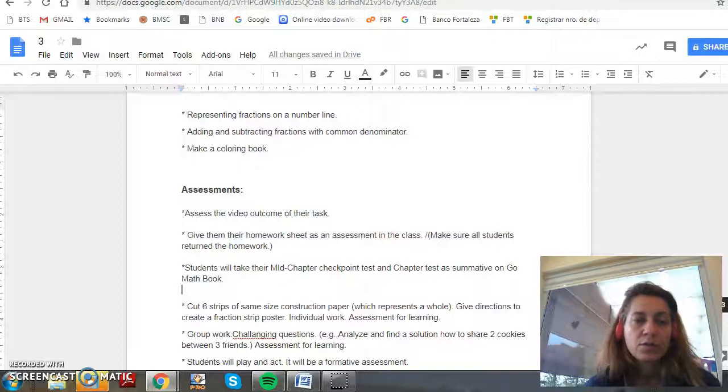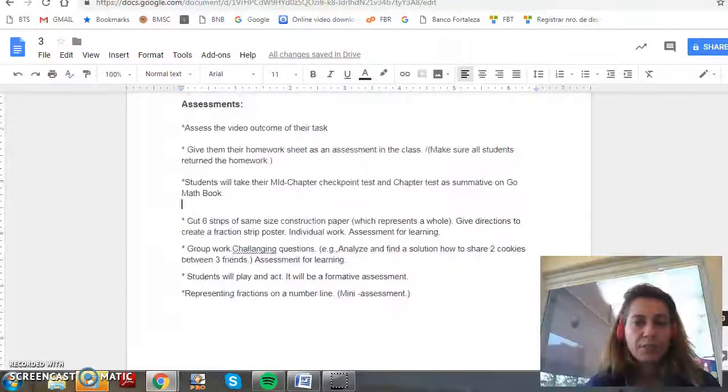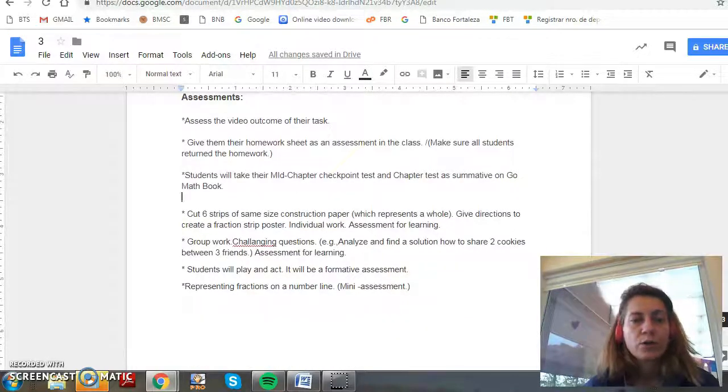There I'm also going to give the activity of cutting strips and making a whole as an assessment too. This is going to be an assessment for learning. Group work and challenging questions: they are going to analyze some word problems and try to come up with a solution. This is again assessment for learning. These are all formative assessments. Students will play and act. It will be a formative assessment again on the same subject. They are going to be acting.